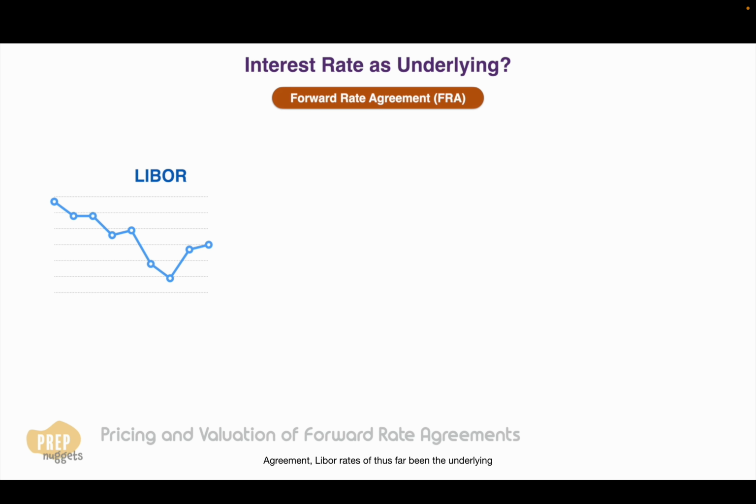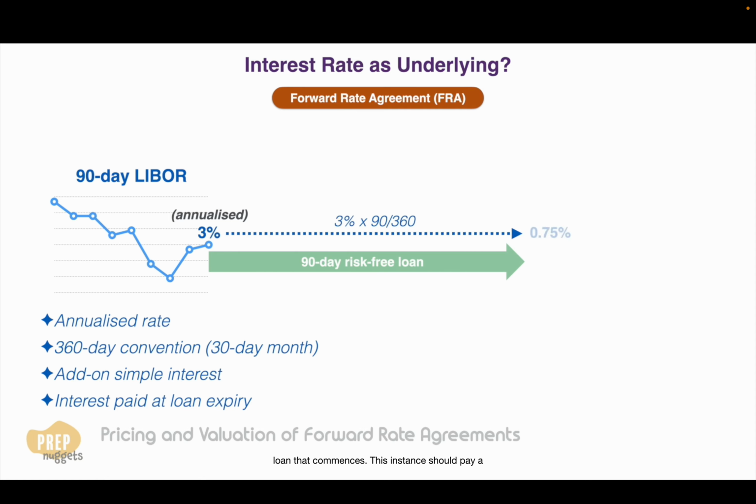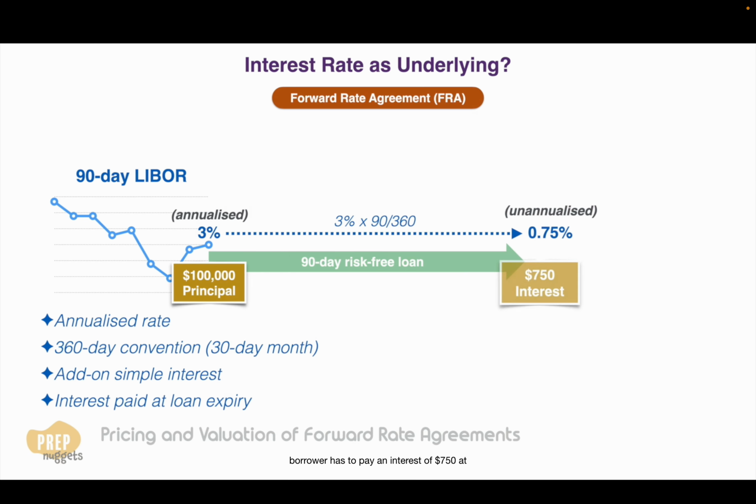LIBOR rates have thus far been the underlying benchmark rate for most FRAs. LIBOR is quoted as an annualized rate based on a 360-day year, and loans based on LIBOR have simple interest calculated on an add-on basis and paid at the expiry of the loan. For example, if the 90-day USD LIBOR is currently quoted at 3%, a 90-day risk-free loan that commences this instant should pay an unannualized interest of 0.75% at the end of 90 days. If the loan principal is $100,000, the borrower has to pay an interest of $750 at the end of the 90 days, along with the principal repayment.